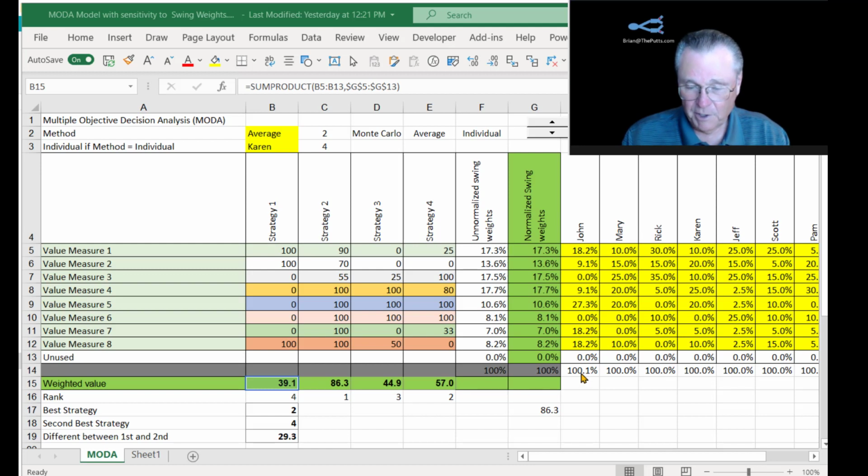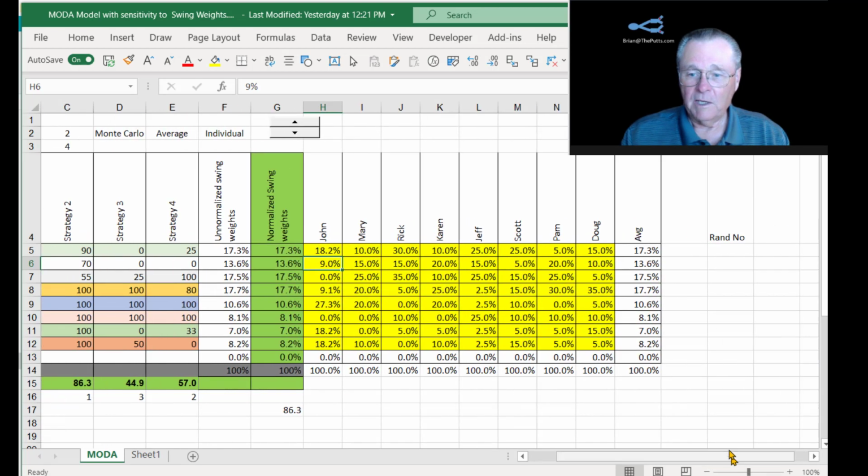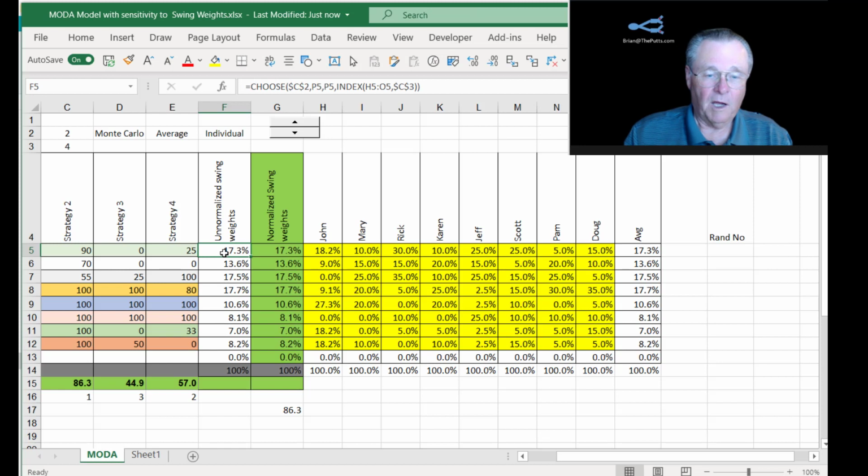I guess this one's adding up to 101. So that's a problem. We'd have to adjust that a little bit somehow. We'll make that a 9, okay? And then we're good. Now in this particular case, what we did is we took the average of those, and that became the weight that we used over here on the unnormalized, and then we normalized it to 100%. In this case, there wasn't any normalization required because we required everyone to make them 100% to start with. But you could do it slightly different if you wanted to.